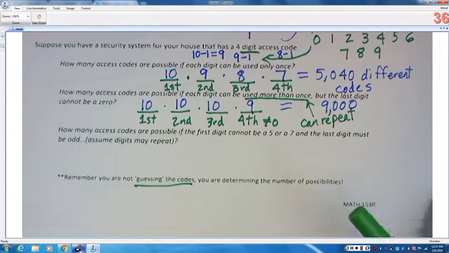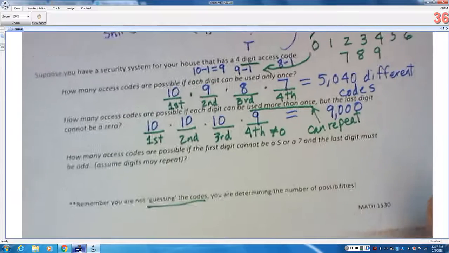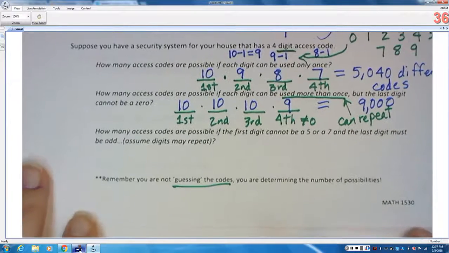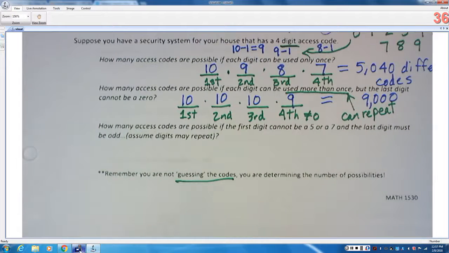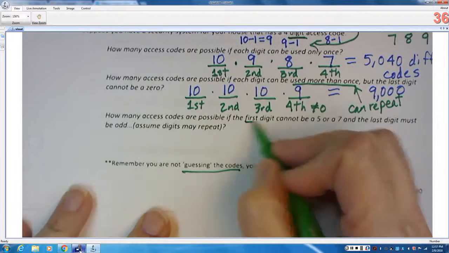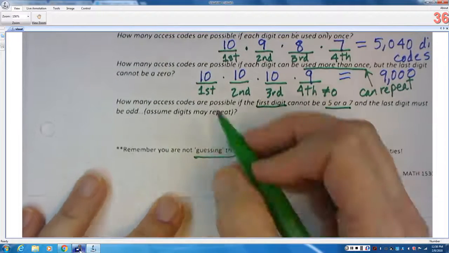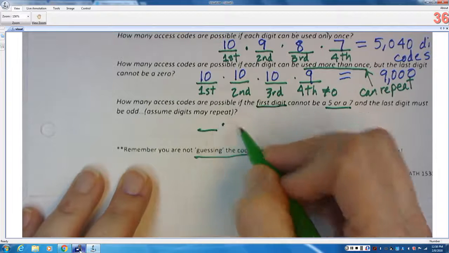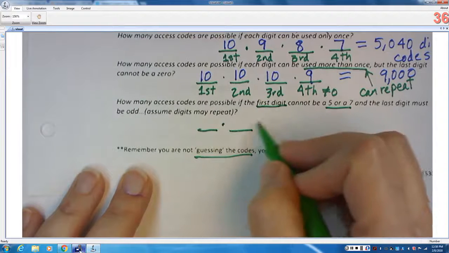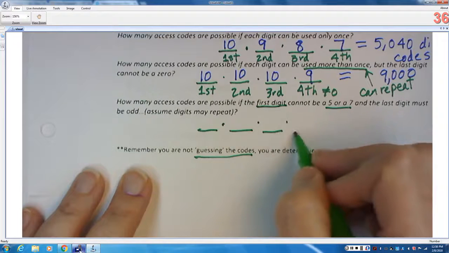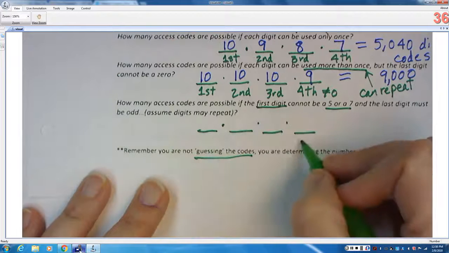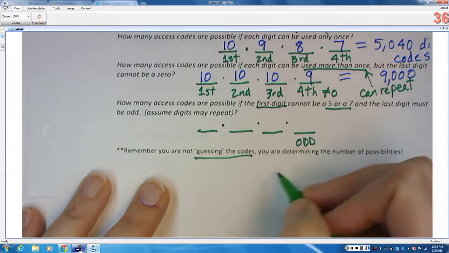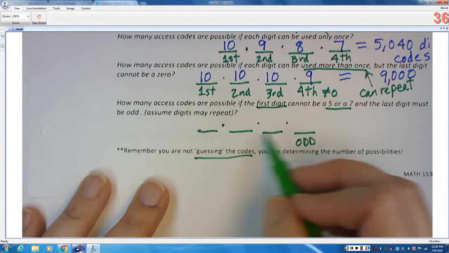Okay, and the next example, how many access codes are possible? Now I'm just going to make the lines, and it's saying the first digit cannot be a 5 or a 7, and the last digit has to be odd. And there's no restrictions on the second and third.